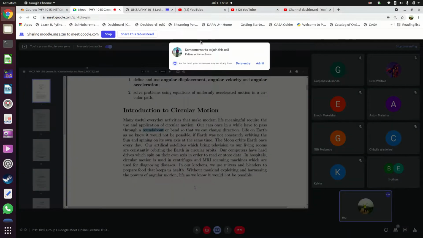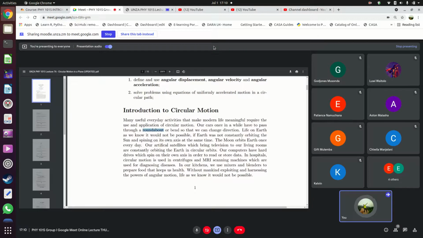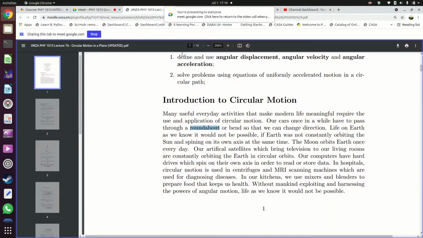So basically, without the Earth going around the sun, and also without the Earth being able to spin on its axis as it does, life would not be possible. Okay. Then the other things which go around the sun, for example, the moon also has got its own uses.